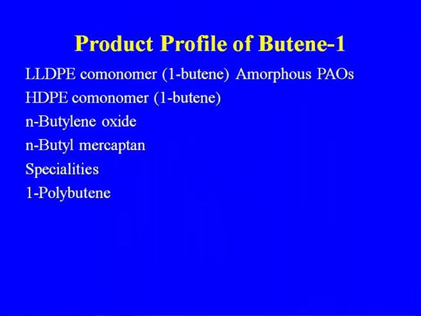Similarly, butene-1 is also one of the very important feedstocks, especially when we are having the LLDPE co-monomer, 1-butene we are using, and some of the plants are making the butene-1 from other sources. So, butene-1, both the butenes are available, that you can separate: HDPE co-monomer, N-butylene oxide, N-butyl mercaptan, specialty chemicals, polybutene-1. These are some of the products of the butene-1.